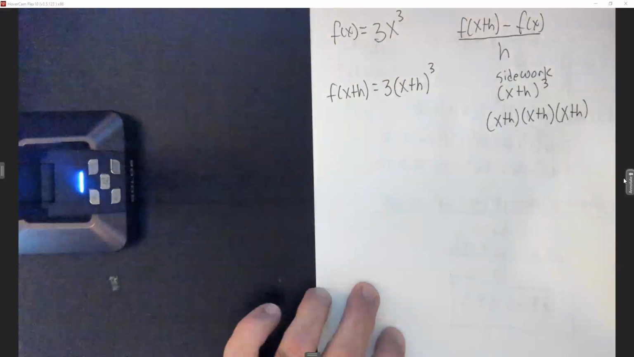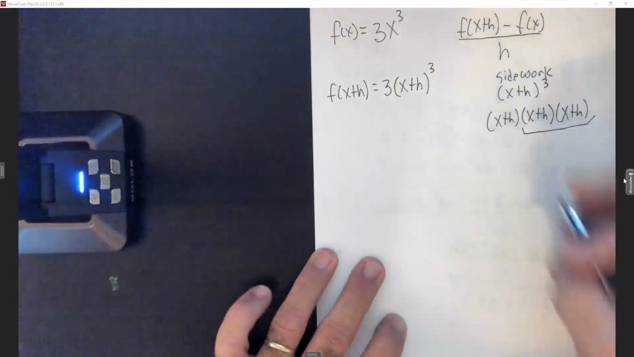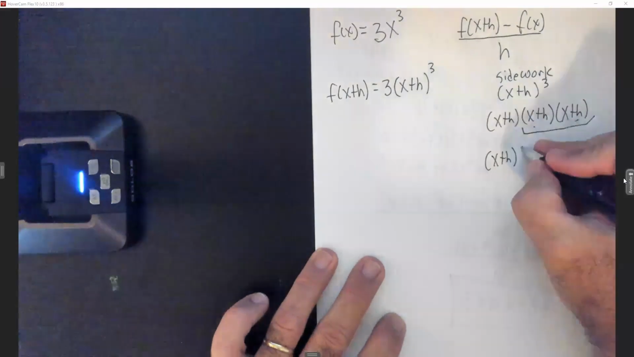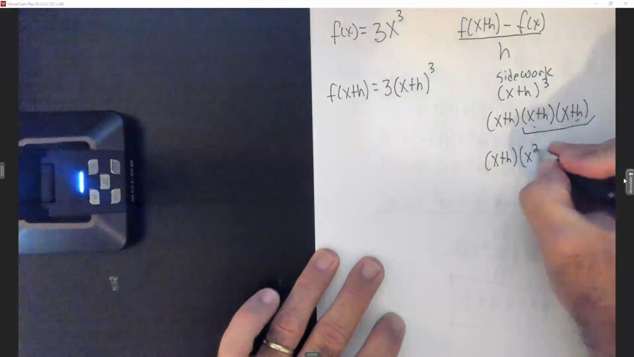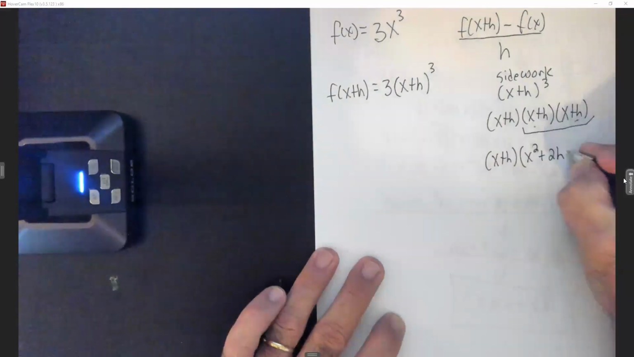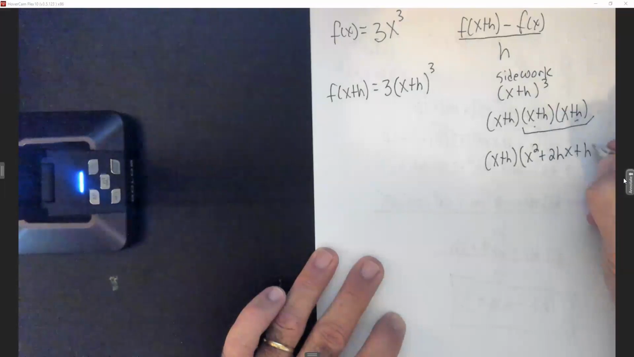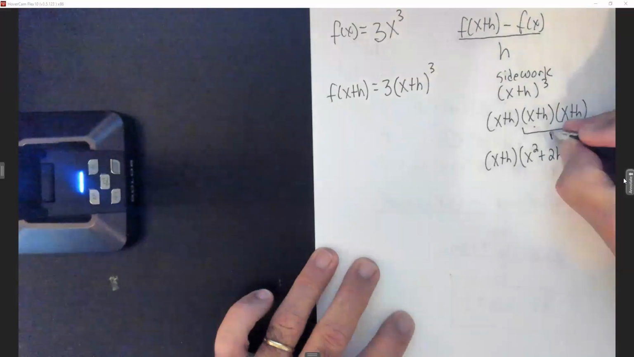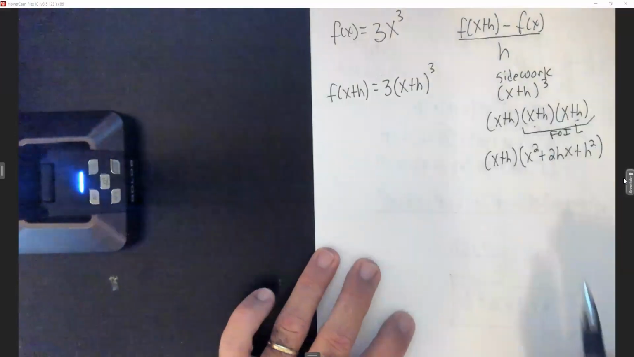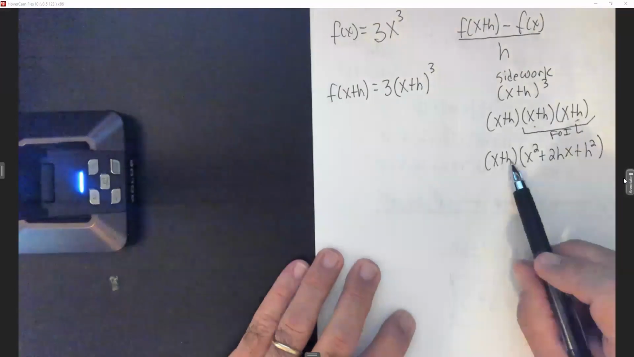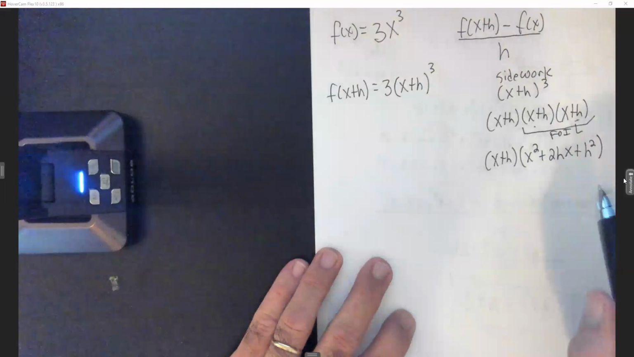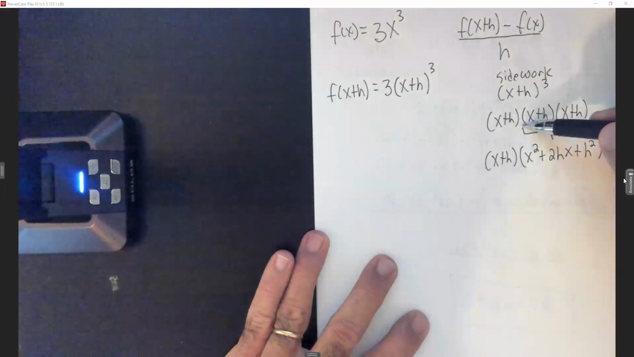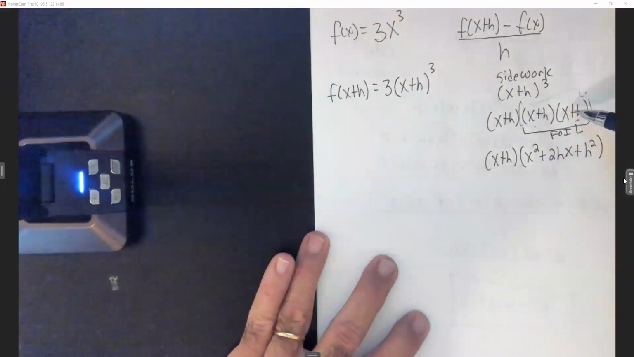So I'm going to FOIL 2 of these at a time, but guess what? I know what 2 of these will equal. 2 of these is going to equal x squared plus 2hx plus h squared. Because remember, we FOILed this earlier. Now, I've got to take this other x plus h times everything in these parentheses. This part we FOILed already, twice we've seen that, and it's always going to give you that, okay?